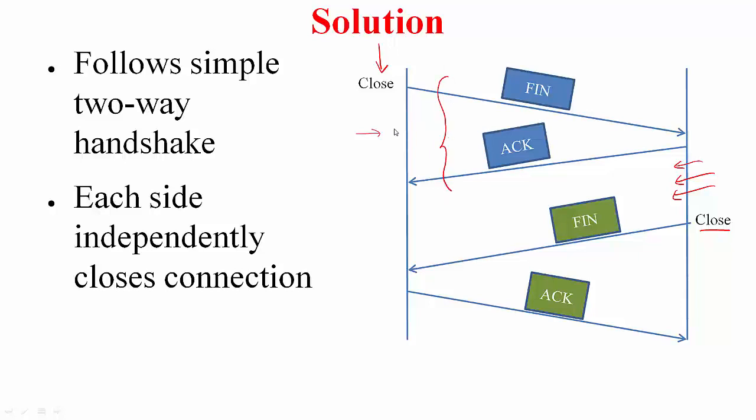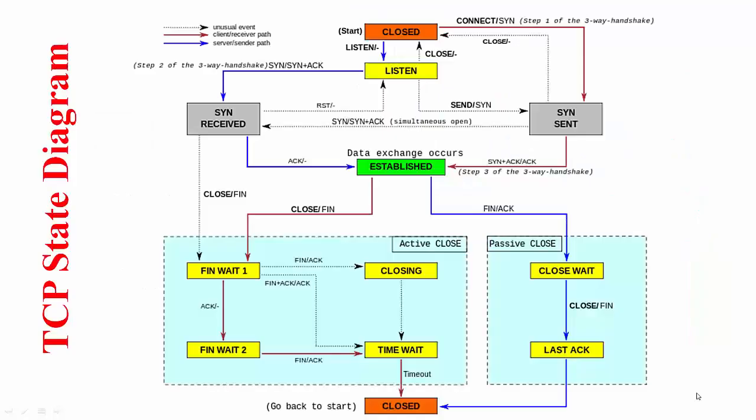By the way, in this process, you take care through timeouts to retransmit the FIN or the ACK so that this connection closes. But after a few retries, if you're still not able to get through, you're just going to close the connection. So this figure captures the TCP state diagram.